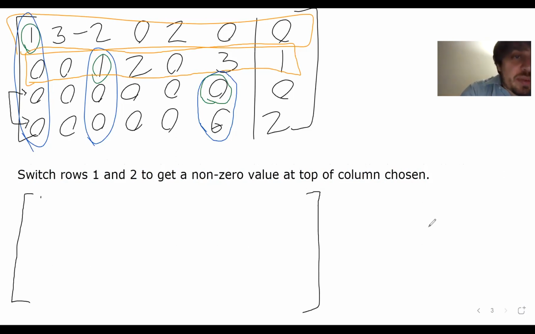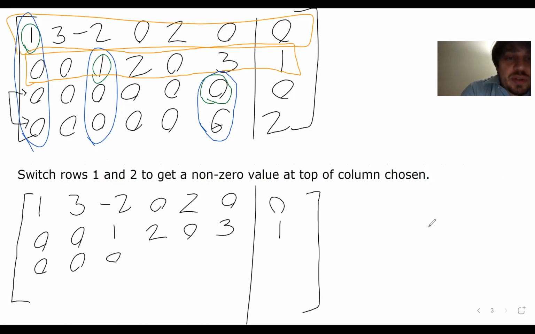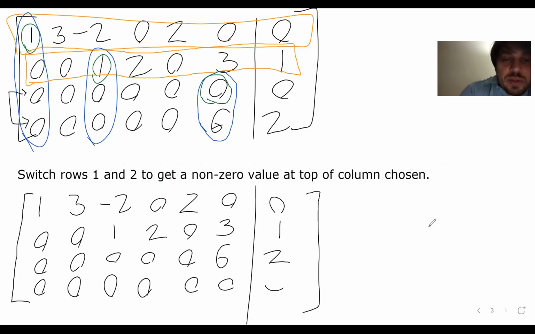Okay, so the entries everywhere else are the same: 1, 3, -2, 0, 2, 0, 0. We also have 0, 0, 1, 2, 0, 3, 1. And then now we switch the 2 rows. So now we get 0, 0, 0, 0, 0, 6, 2, and then 0, 0, 0, 0, 0, 0, 0.